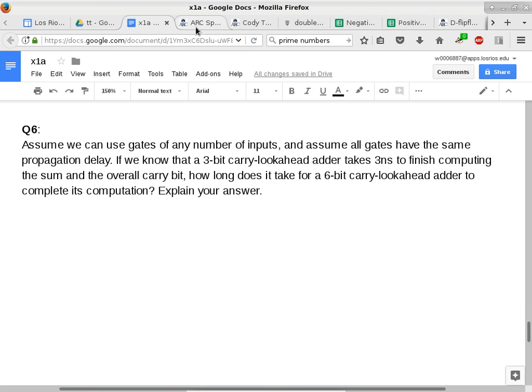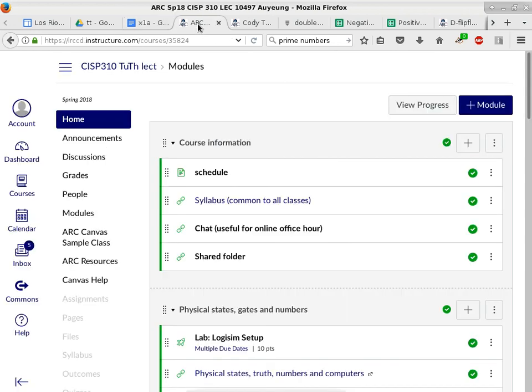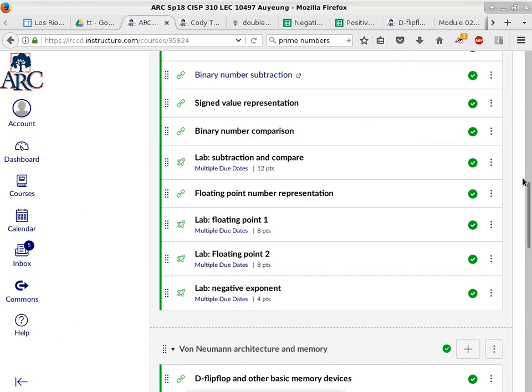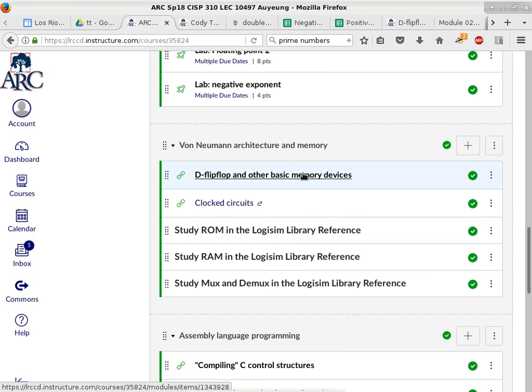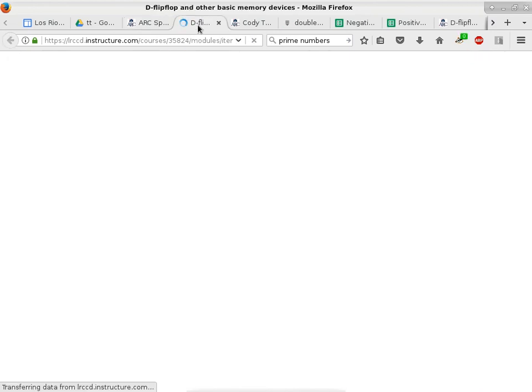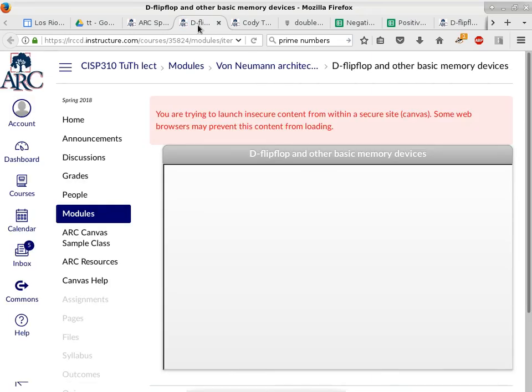So that means we can now move on and get back to memory devices, which is the topic that we talked about before the exam, and we were halfway through. My computer is being extremely slow. Okay. So that was from this particular module, D flip-flop and other basic memory devices. Last time we talked about the D flip-flop already. We were just about to talk about the edge-sensitive D flip-flop.